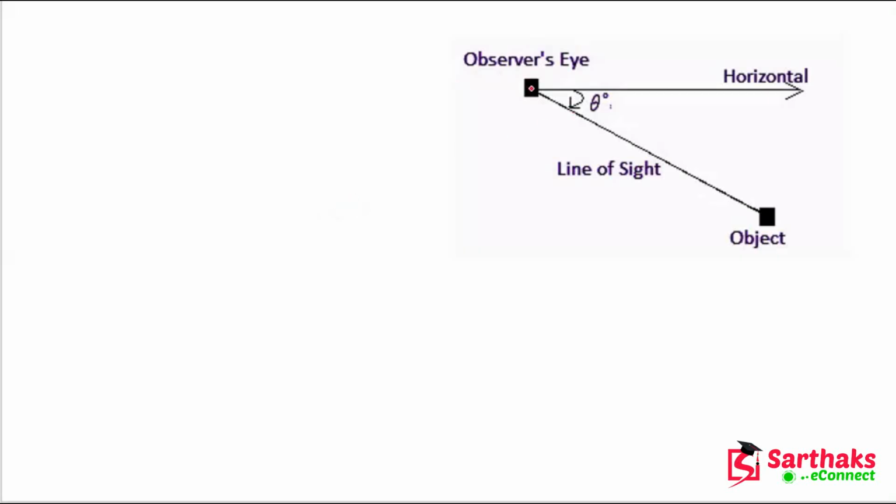This is our observer's side. This is the horizontal line. Here is the object, and this is the line of sight. In this case, the line of sight is below the horizontal line. The angle made by the line of sight and the horizontal is the angle of depression. The angle of depression is defined as the angle constructed by the horizontal line and the line joining the object and the observer's eyes.